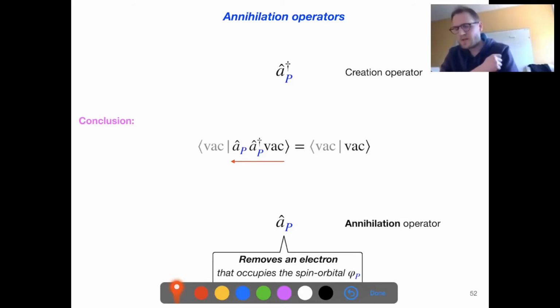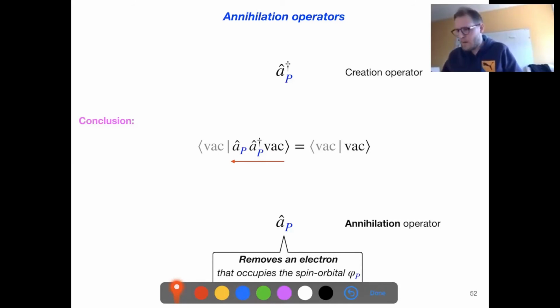So the annihilation operator removes electrons, and it's the adjoint in the mathematical meaning. a_p dagger creates electrons. These are really the two building blocks in second quantization: creation operators, a_p dagger, and annihilation operators, a_p. And the mathematical connection between creation and annihilation goes through this adjoint property. This is how mathematically the annihilation is connected to the creation of electrons.